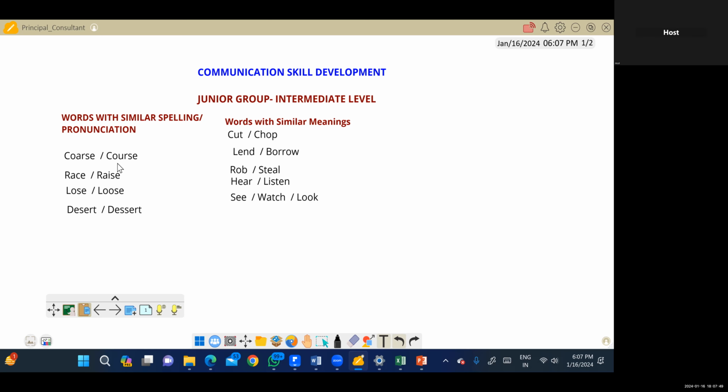What happens many a times, we are confused when it comes to the spelling. We normally don't remember the spelling. So how do we remember spelling of such words? I've just taken 4 to 5 words today. We learn more. So how do we remember these words, the spelling? The first one is course. The second one is course. Both sound same.